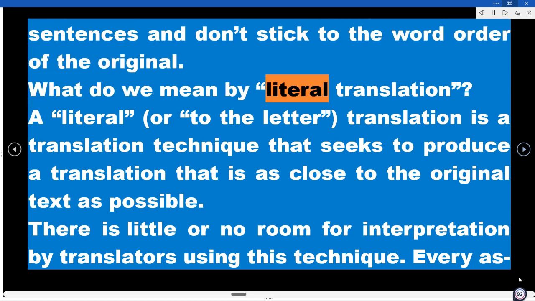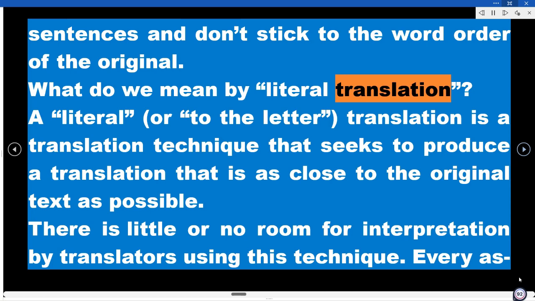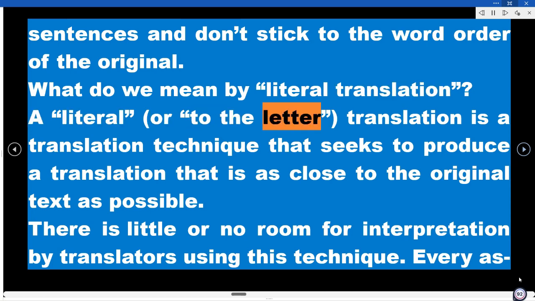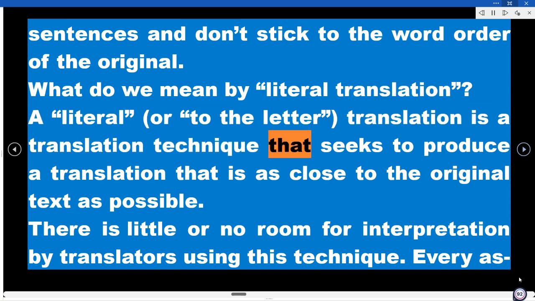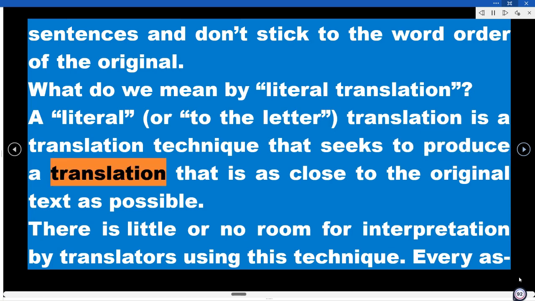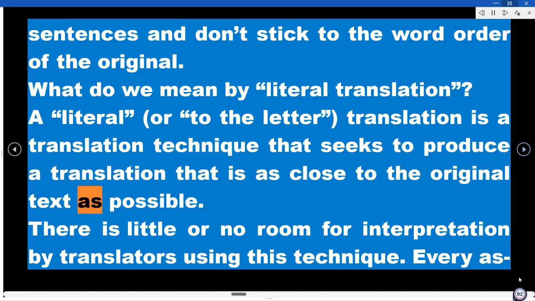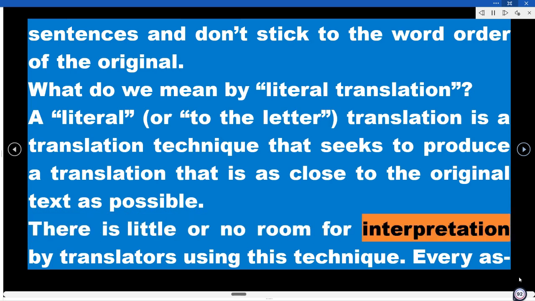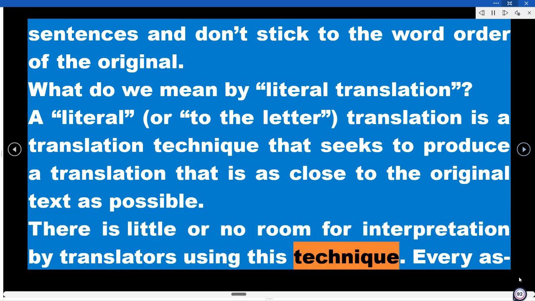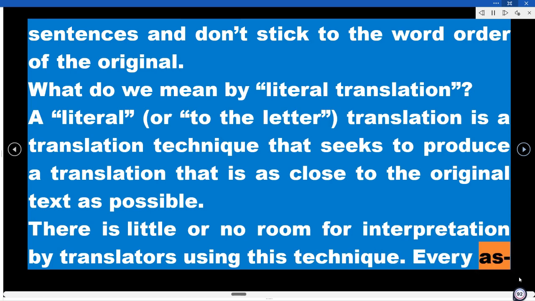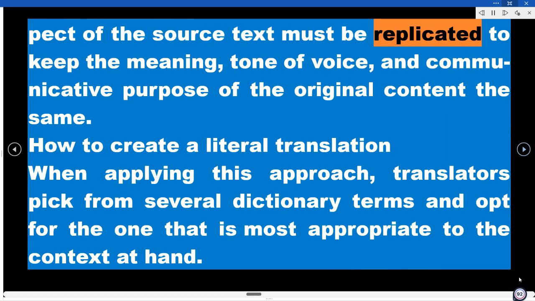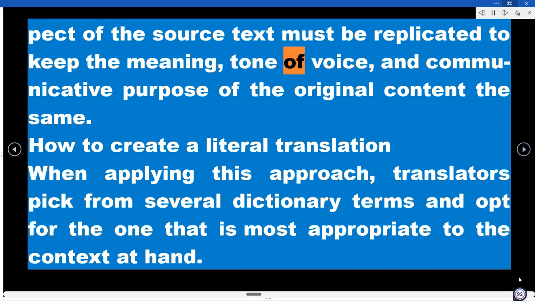What do we mean by literal translation? A literal, or to the letter, translation is a translation technique that seeks to produce a translation that is as close to the original text as possible. There is little or no room for interpretation by translators using this technique. Every aspect of the source text must be replicated to keep the meaning, tone of voice, and communicative purpose of the original content the same.